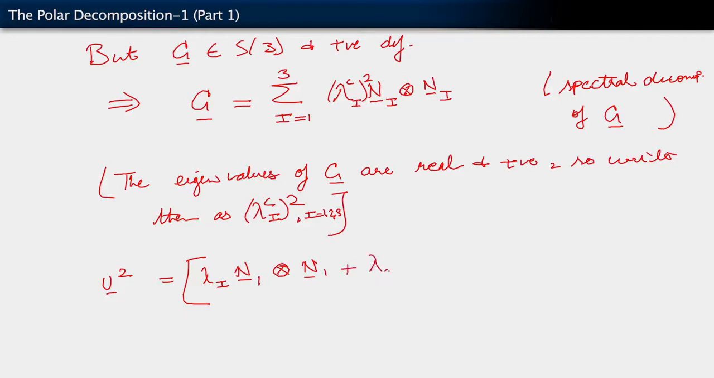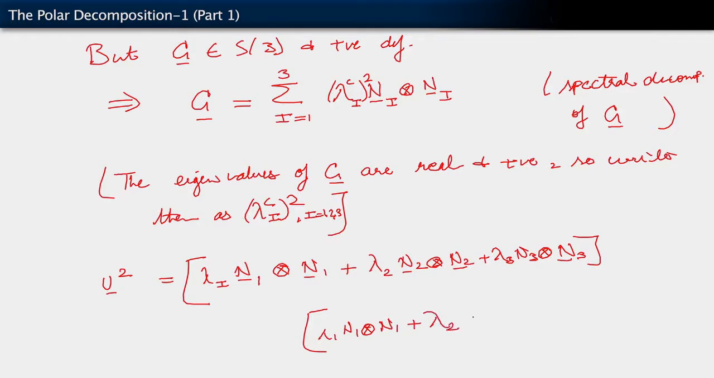Plus lambda 2 n2 tensor n2 plus lambda 3 n3 tensor n3, that is U, and I'm going to multiply it by another U, which I'm going to write on the next line simply because I've run out of space there. Lambda 1 n1 tensor n1 plus lambda 2 n2 tensor n2 plus lambda 3 n3 tensor n3. And I also caught another typo, which is that I have a lambda i here. It needs to be a lambda 1. Okay, this is what I have.